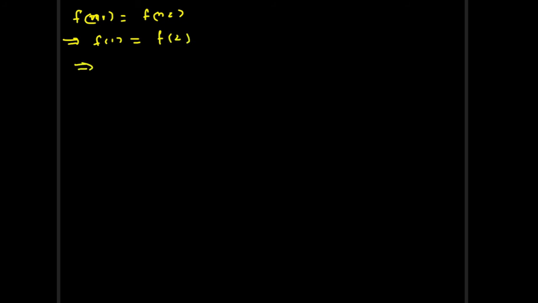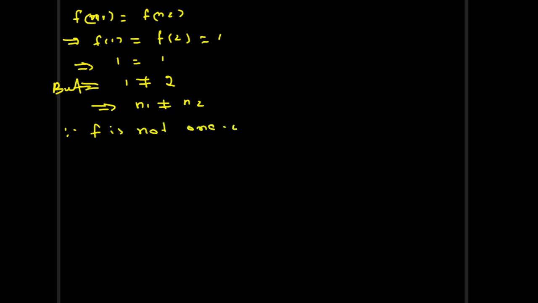What is f of 1? f of 1 equals 1 and f of 2 is also 1. Both are equal to 1. But 1 is not equal to 2. This implies n1 is not equal to n2. Therefore f is not one-one or injective function. Clear? Okay, then next you check onto.